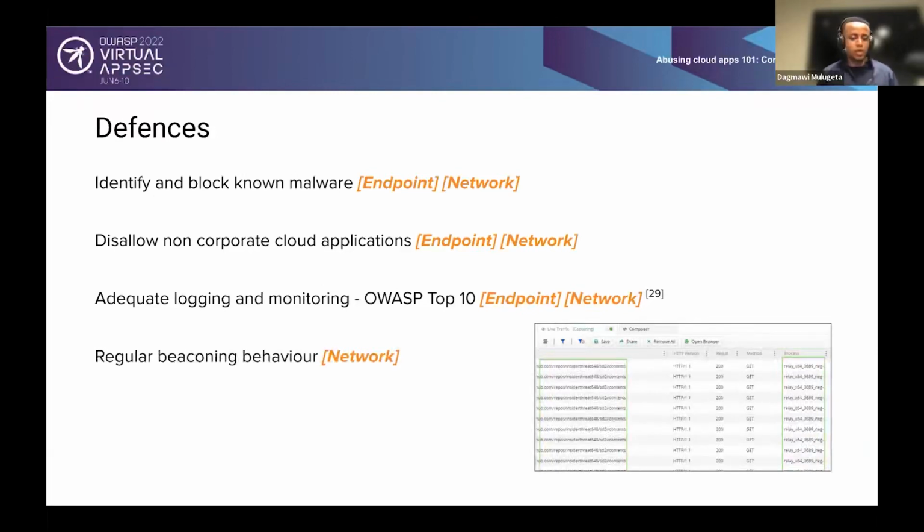Thirdly, adequate logging and monitoring. It's so important to make sure you see all the endpoints your processes or the processes on your networks are reaching out to. And this is an OWASP top 10 issue, right? Make sure you have adequate logging and monitoring in place.